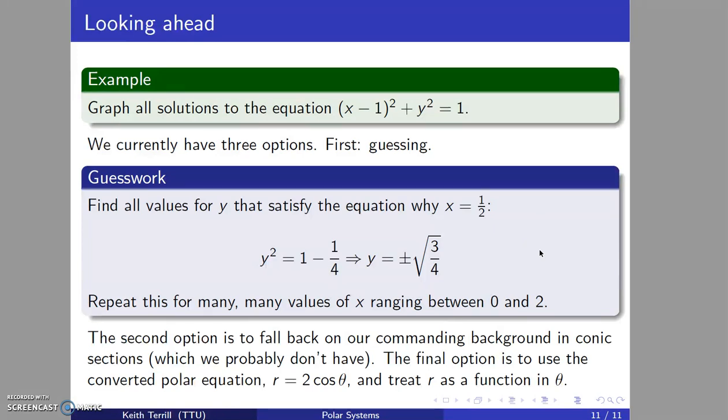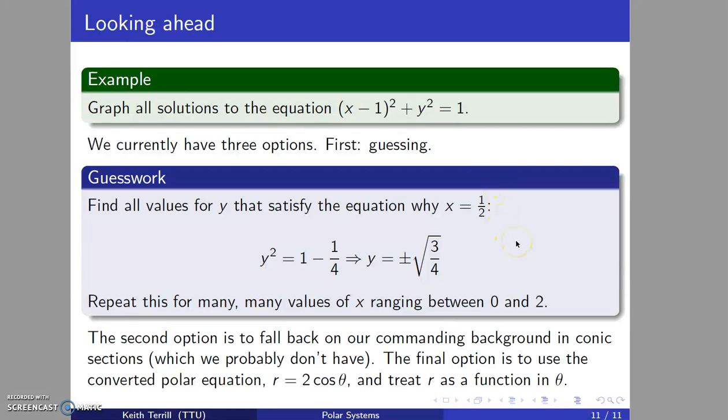Another option. You could recognize, oh yeah, from my extensive background in conic sections, I know this is a circle of radius 1 centered at (1, 0). And you wouldn't be wrong. That is totally legit. But I'm imagining most of us don't actually have a commanding knowledge of conic sections. So let's not assume we have that. And definitely let's not do that in this class. If you want to look it up, it's actually in the textbook, and it's actually kind of interesting, but we've got better things to do with our time.